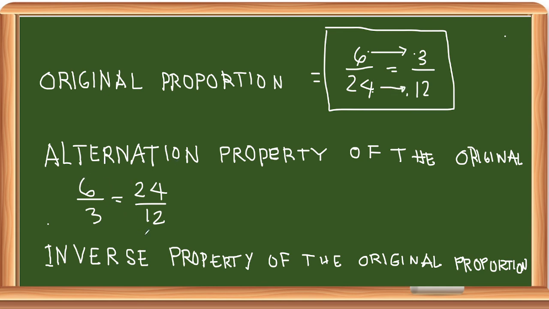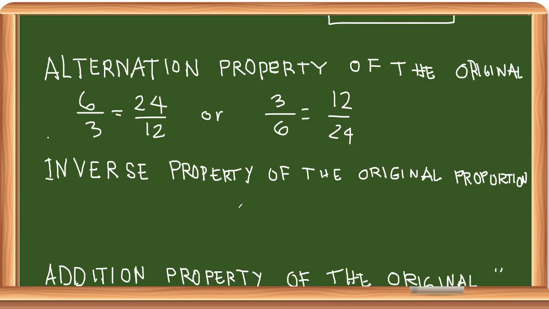Obviously, when you're going to multiply, parehas din sila. Parehong 72. Cross-multiplying, they still have 72. Or you can express this. Kung gusto mo namang unahin ito over this, so we have 3 is to 6 is equal to, syempre, uunahin mo rin yung kapares ng original. So we have 12 is to 24. Now, cross-multiplying, you still have the same result. Okay, so any question about this alternation?